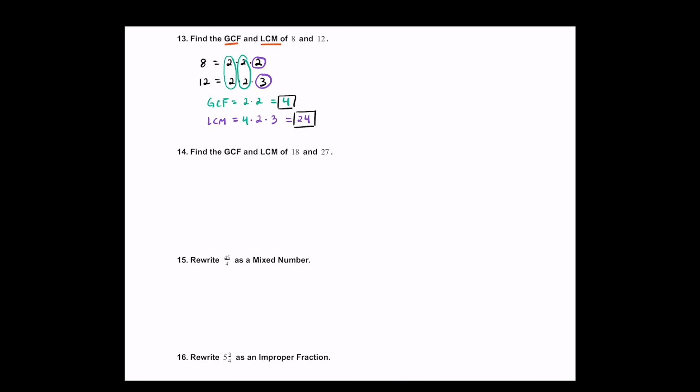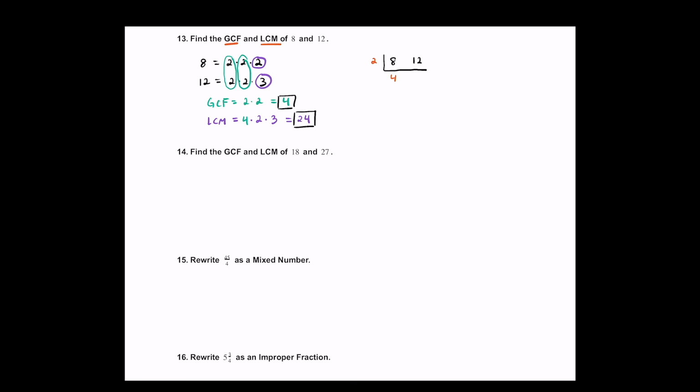Okay, there's a shortcut to this. If you don't want to use that method, you can take this and use the ladder or the cake method, which is where you stack them. So you write them side by side. What goes into both of these numbers? If you can only think of 2, go for it. Write a 2. 2 goes into 8 4 times.